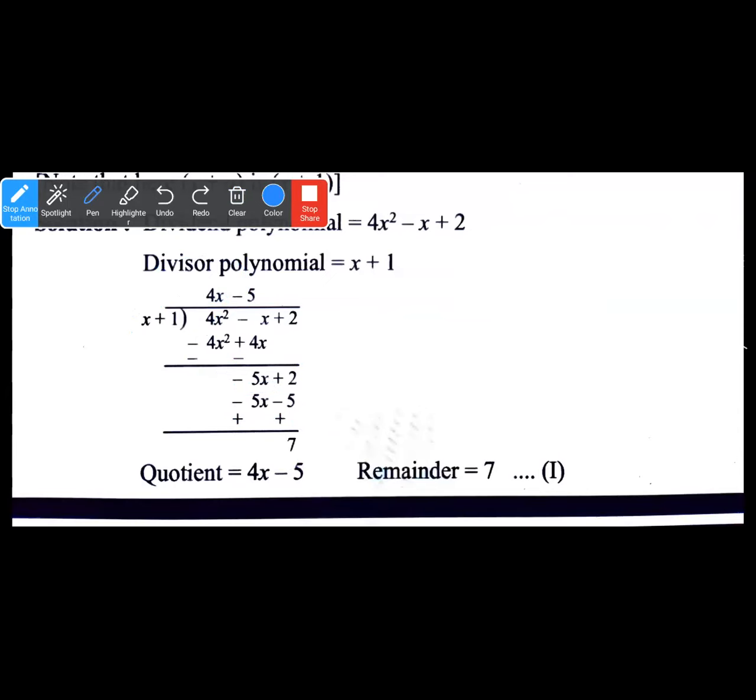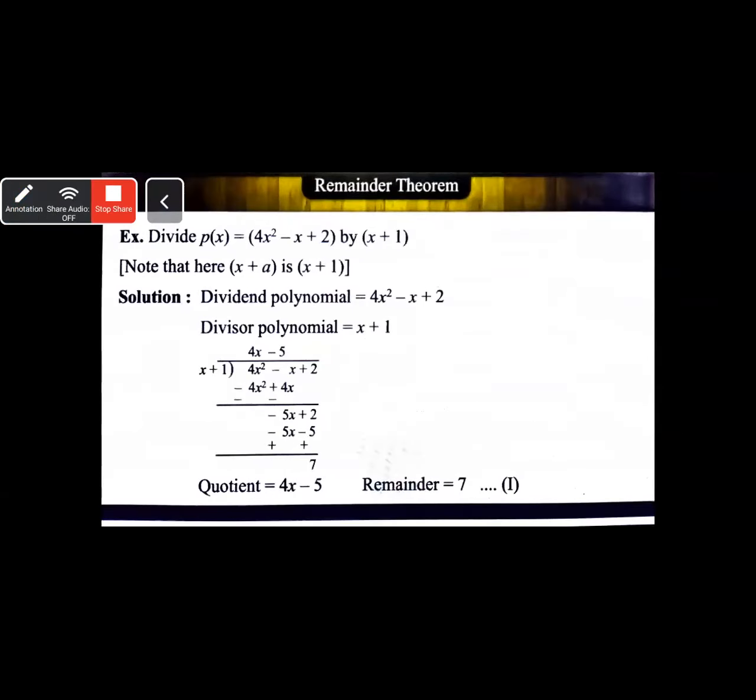So no matter what the quotient is, you just have to keep in mind that you are correlating the value of the polynomial and the remainder theorem. Here the quotient is 4x minus 5 and the remainder is 7. So you just keep an eye on the remainder only in this method. In this method, you have got the remainder as 7.